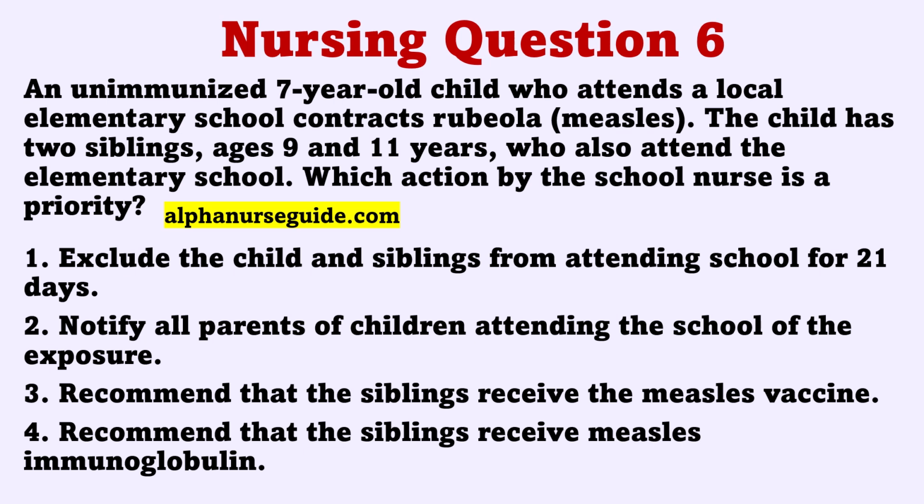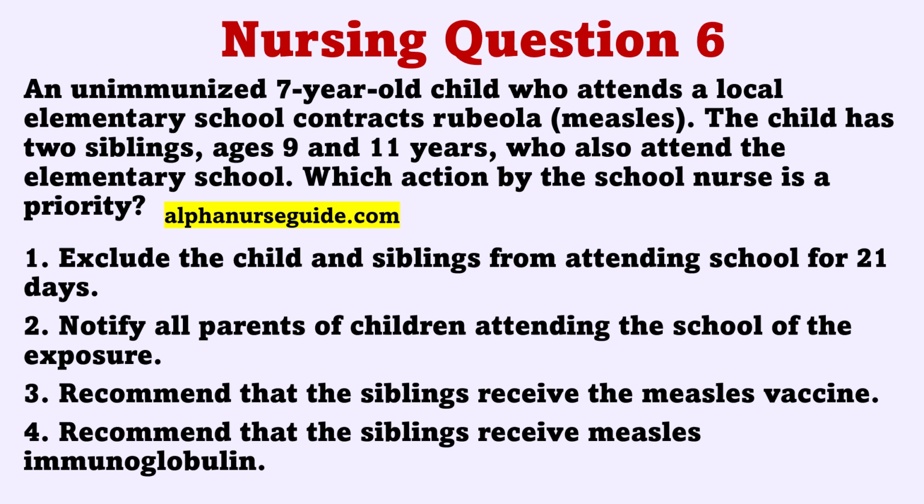The correct answer is 1. Exclude the child and siblings from attending school for 21 days. Rubeola is a highly contagious infectious disease with severe consequences that include death. The Centers for Disease Control and Prevention reports that 9 of 10 susceptible people with close contact to a person with measles will contract the disease. The incubation period is 7 to 21 days.